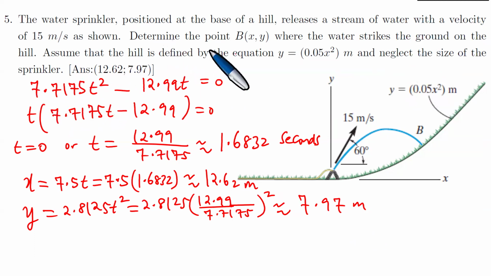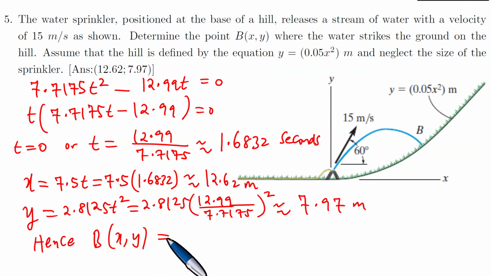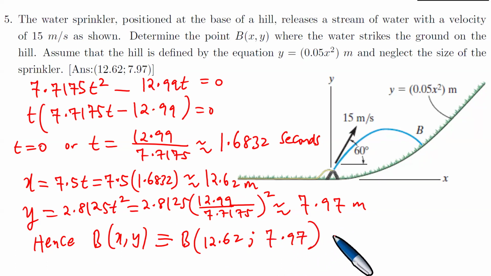So the answer is this. We determine the point B. Hence the point B, which has the coordinates X and Y, is where X is 12.62 and the Y component is 7.97 meters.